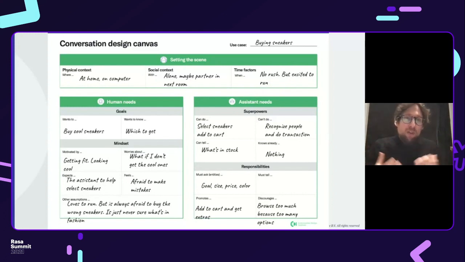They're motivated by getting fit and they want to look cool, but they're really worried that they might get the wrong sneakers. What if I get the wrong ones and I show up at the park and my friends laugh at me because I got the old edition and I need better ones, right? Or I don't have the right colors or whatever. So it expects the assistant to help select the right sneakers, and it's really afraid to make the wrong decisions on its own. So that's sort of the human side of this conversation.